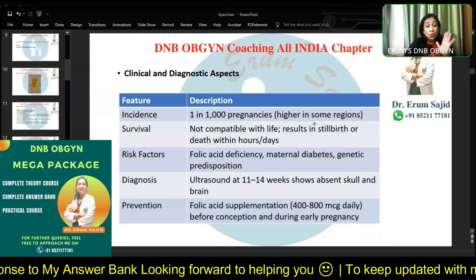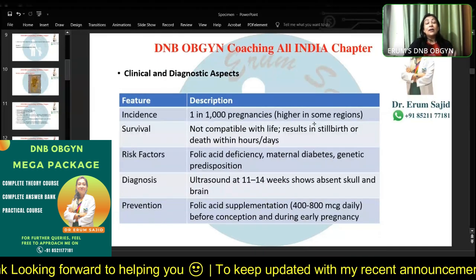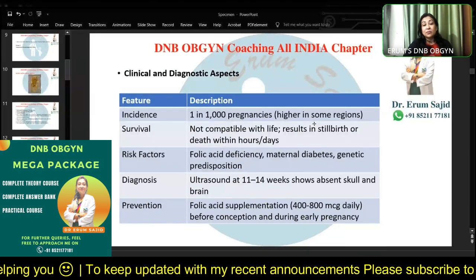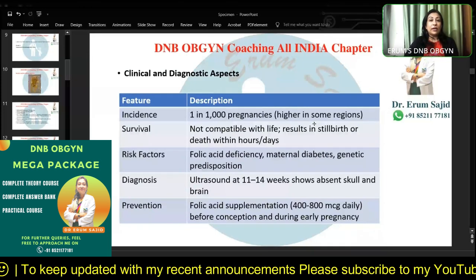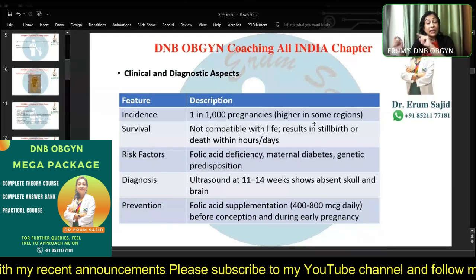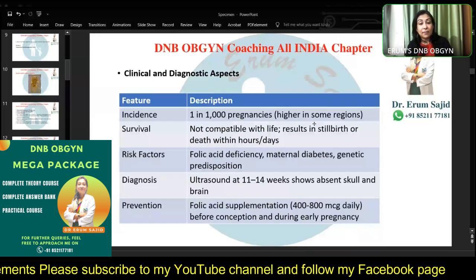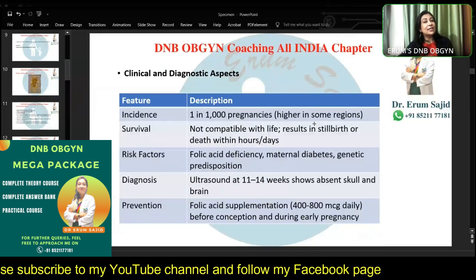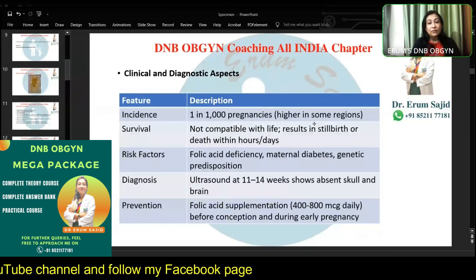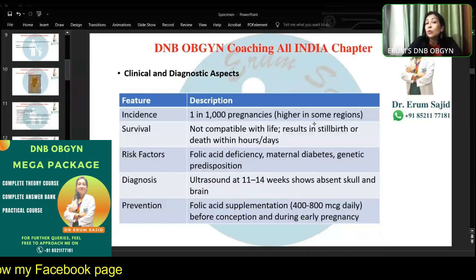Folic acid deficiency is the most important deficiency. Maternal diabetes, genetic predisposition. Ultrasound at 11 to 14 weeks will usually tell you that there is absent skull and absent brain, and if you want to prevent it, just take folic acid. If a patient had a history of a previous anencephalic baby, then you have to give her high dose folic acid supplementation, which is 5 milligram. Otherwise, the normal basic folic acid that you give to everybody, that is 400 microgram, you will supplement. If you're taking folic acid, most probably this is not a problem that can happen to you.